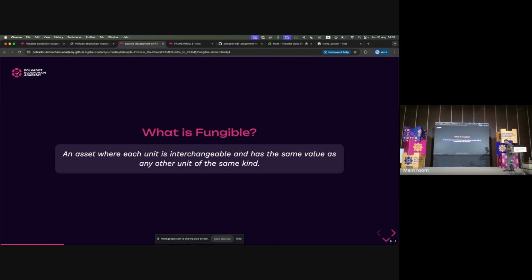Okay, some terms that will be very important. In FRAME we call the tokens fungible. Just as non-fungible means it cannot be exchanged, fungible means each unit can be interchanged, right?